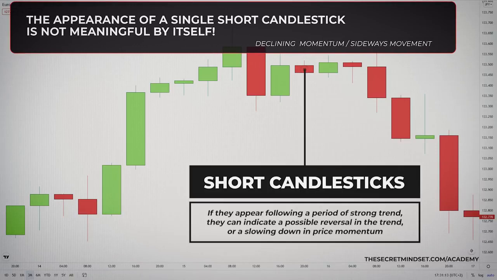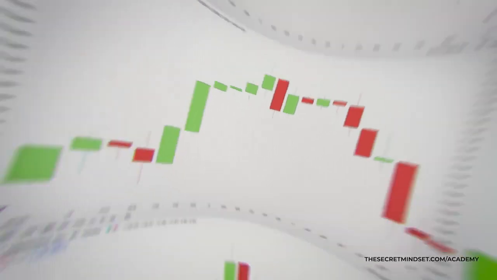When a series of short candlesticks appear, it may show declining momentum in the current trend, or be a symptom of sideways movement.